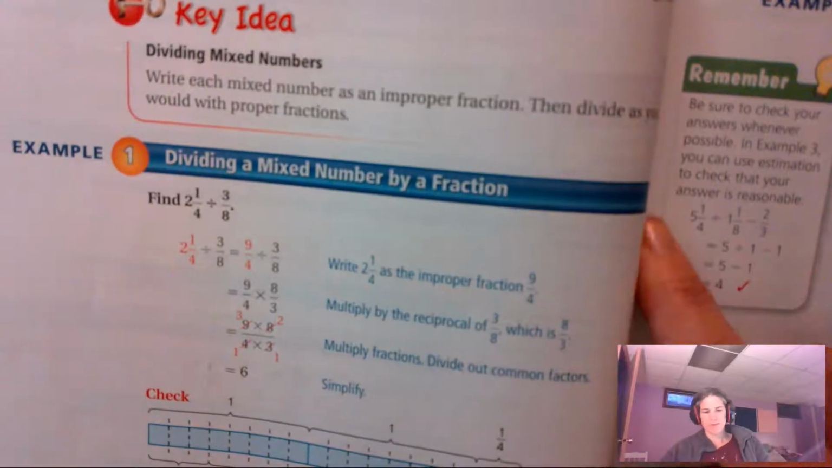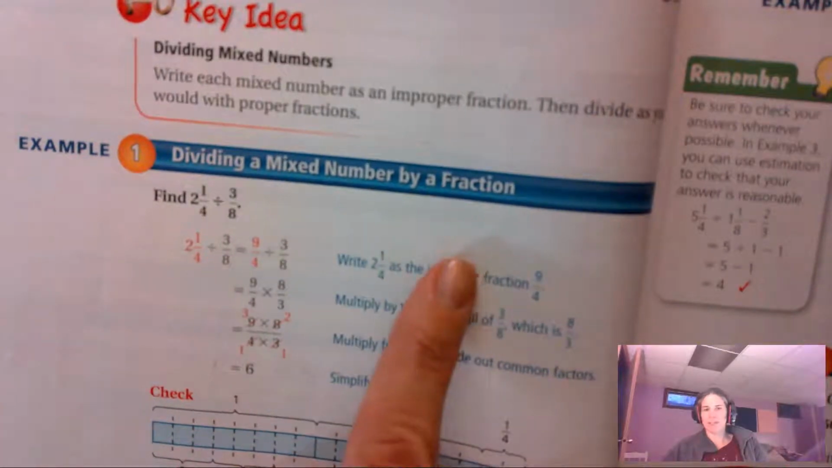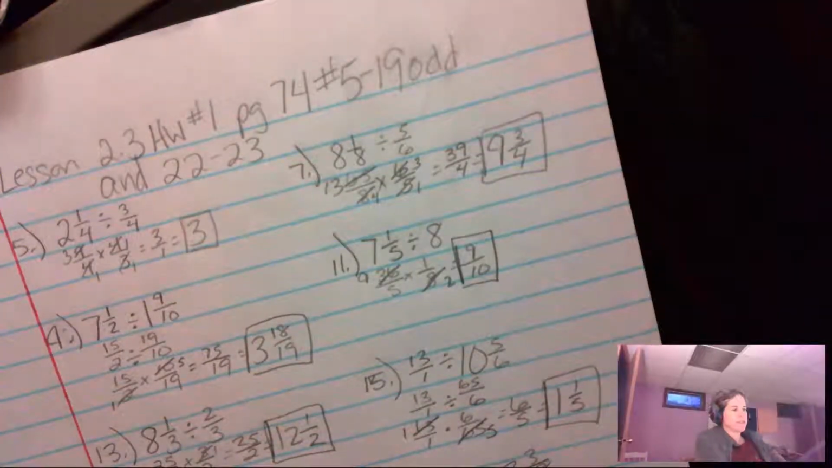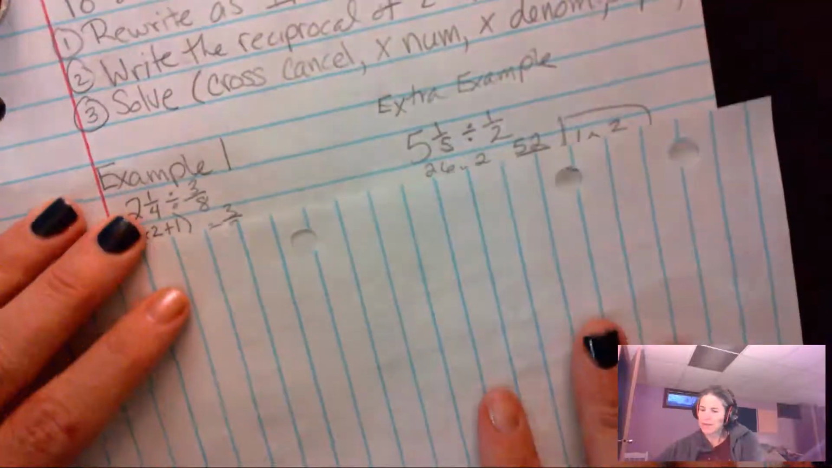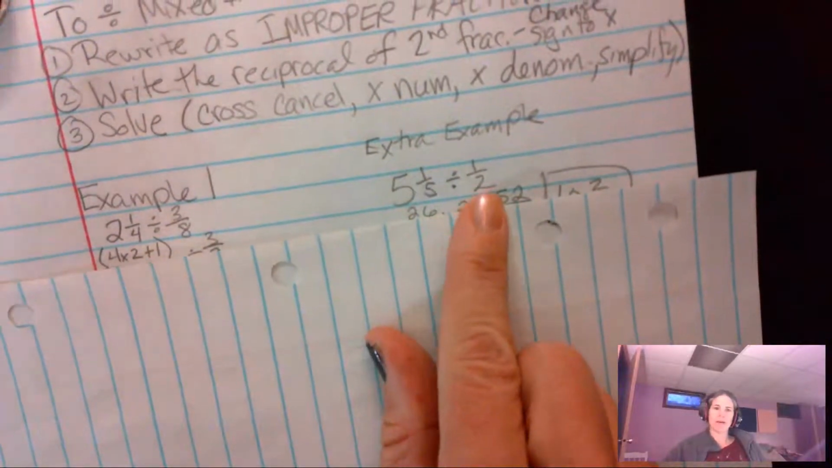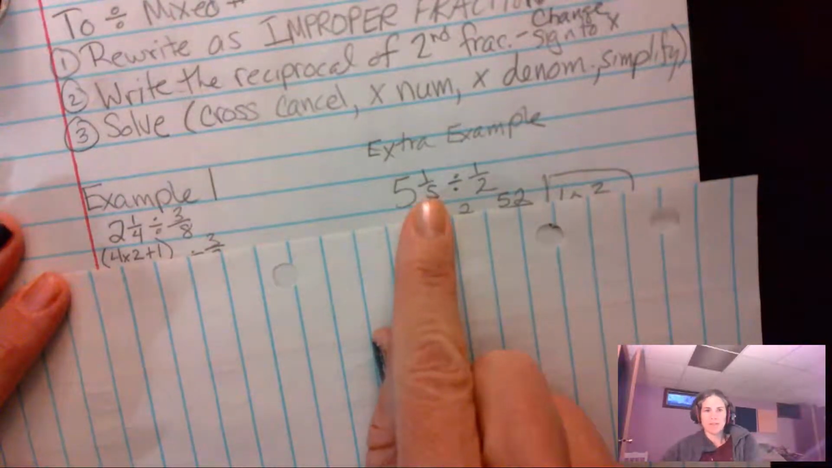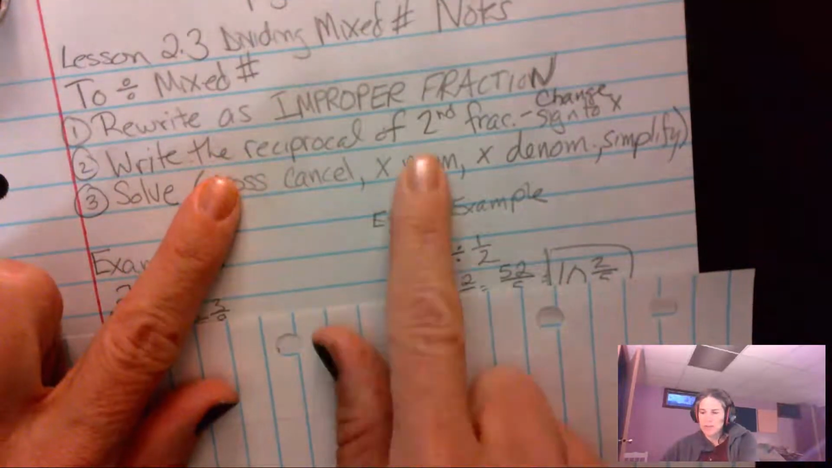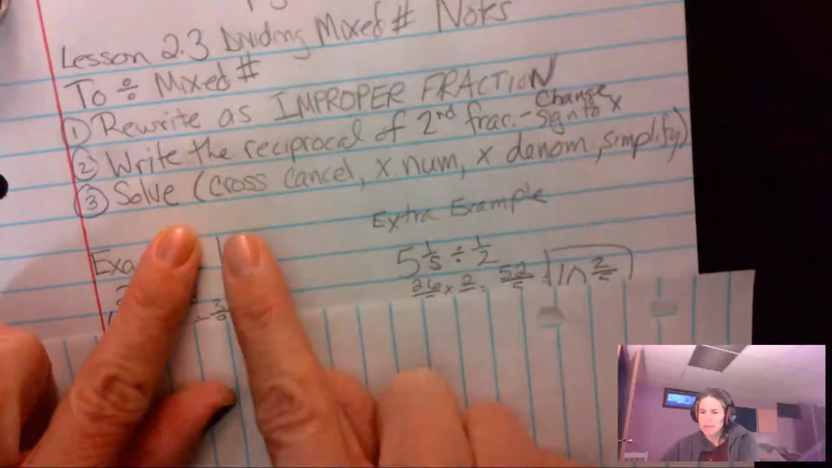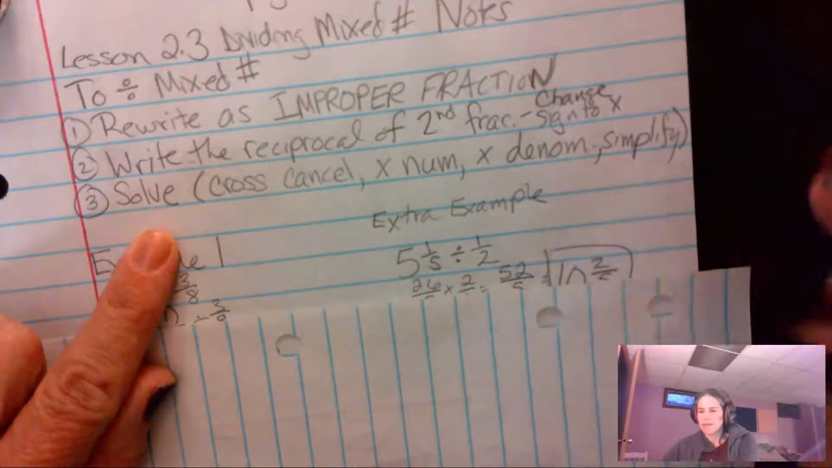Okay, so here's one more example. This is an example of just dividing a mixed number by a fraction, not by a mixed number. Let me set my book aside. I did 5 1/5 divided by 1/2. I had to rewrite as an improper fraction. So the first step is to rewrite as an improper fraction, write the reciprocal of the second fraction, change your sign, and then you solve it. Cross cancel, multiply numerators, multiply denominators, simplify, ta-da.